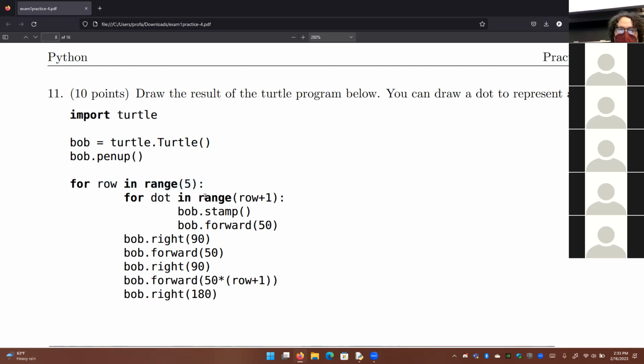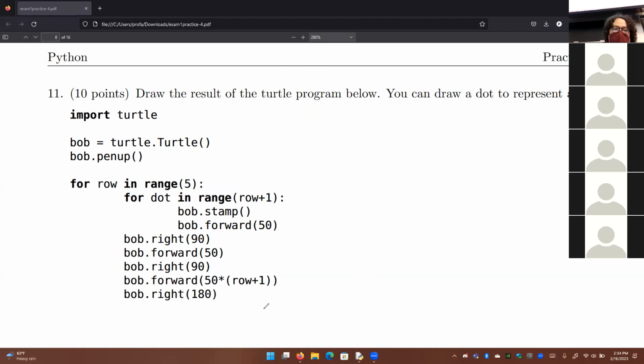For a row in range 5, what are we going to do? We're going to do the following 5 times, except for dot in range row plus 1. So we have to keep track of the values of row. Range 5 means that row is going to be 5 values over the course of its life: 0, 1, 2, 3, 4. The first time it goes through the loop, it's going to be 0, the second time 1. Or if you prefer, the 0th time it's 0, the first time it's 1, the second time it's 2. If you prefer to say it that way so you don't get mixed up, it's perfectly viable.